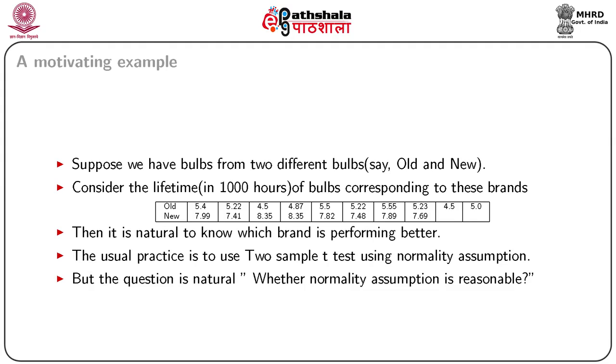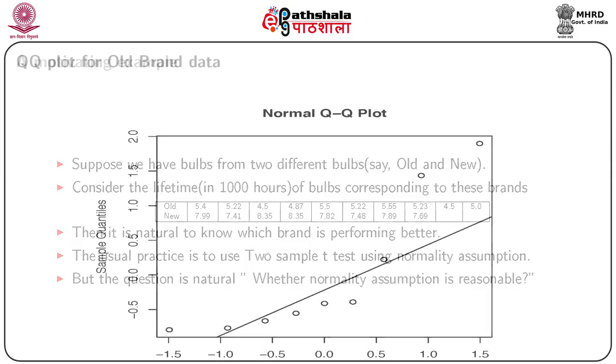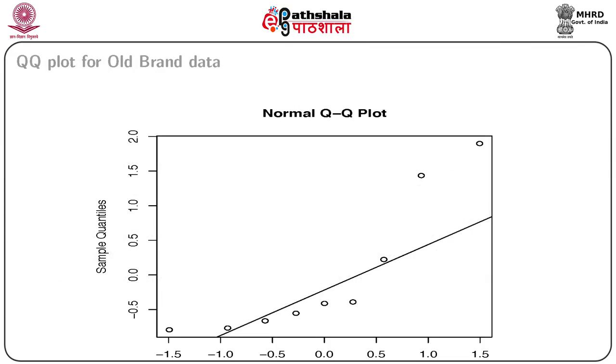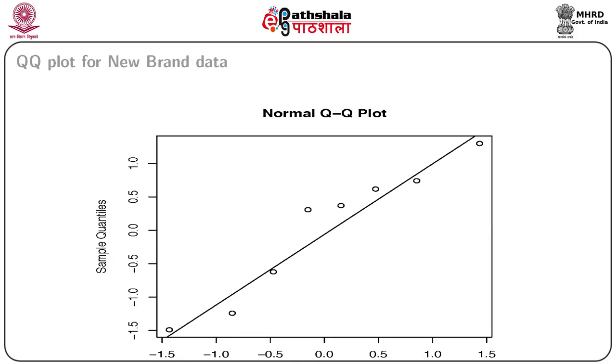So, some exploratory data analysis will be helpful to identify whether the underlying distribution is normal. Now, we have data on two brands and we provide a normal QQ plot for each brand to justify the assumption of normality. Look at the QQ plot for the old brand data. The points are too distant from the straight line. However, if we look at the QQ plot for the new brand data, we find that most of the points are scattered very close to the straight line.